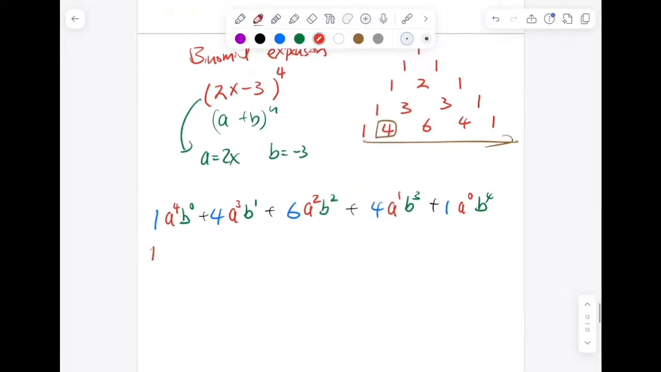So I'm gonna replace it. 1 times 2x to the 4th. b to the 0 power is what? Anything to the 0 power is 1, so you don't need to write anything down, right? Plus 4. a is gonna be 2x to the 3rd, and b is what? -3. Now pay attention, now you have a sign change. It's an alternating sign. If that's negative, it's gonna have an alternating sign.